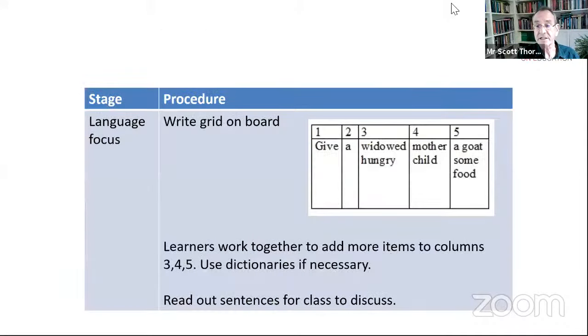So let's go back to our lesson. How could we exploit that? Well, we could put on the board a grid, a table like that, and have the learners work together to fill in other words in columns 3, 4, and 5. Another adjective, another noun, and another noun phrase. Give a widowed mother a goat, give a hungry child some food, for example. And they can generate as many sentences as they can. You could also change the verb too, depending on the level of the students.